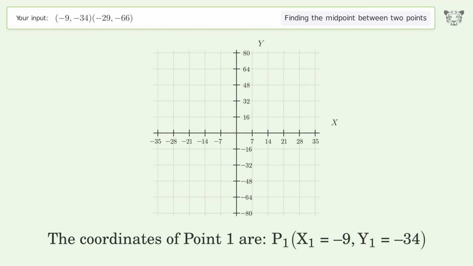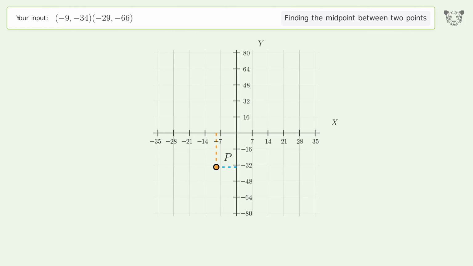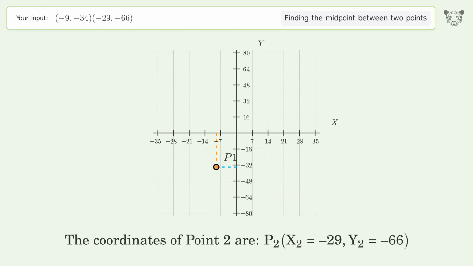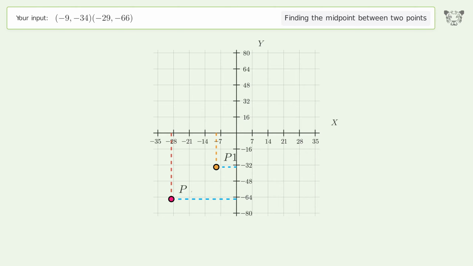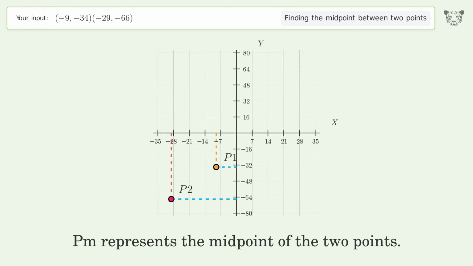The coordinates of point 1 are x1 equals -9, y1 equals -34. The coordinates of point 2 are x2 equals -29, y2 equals -66. PM represents the midpoint of the 2 points.